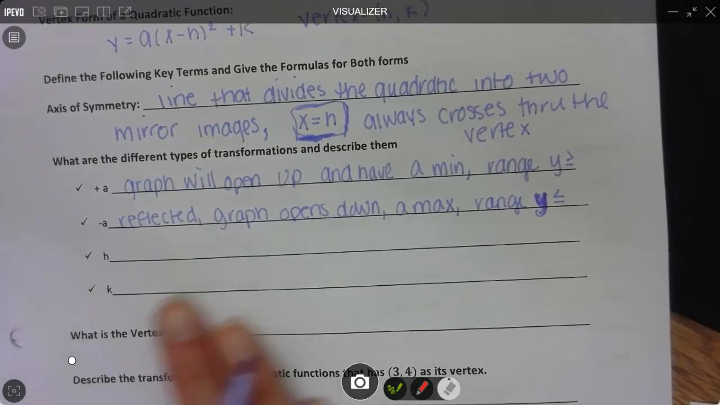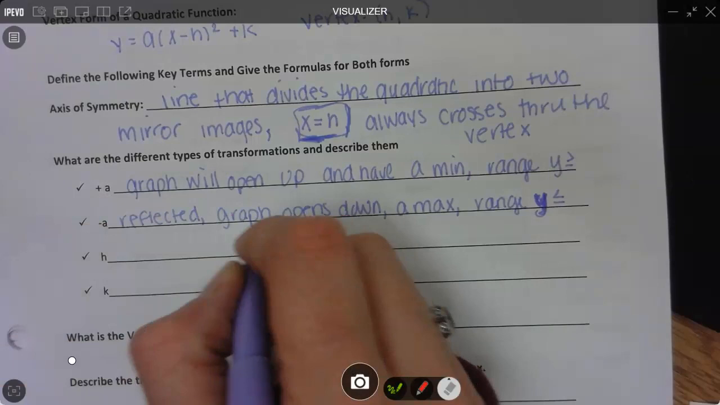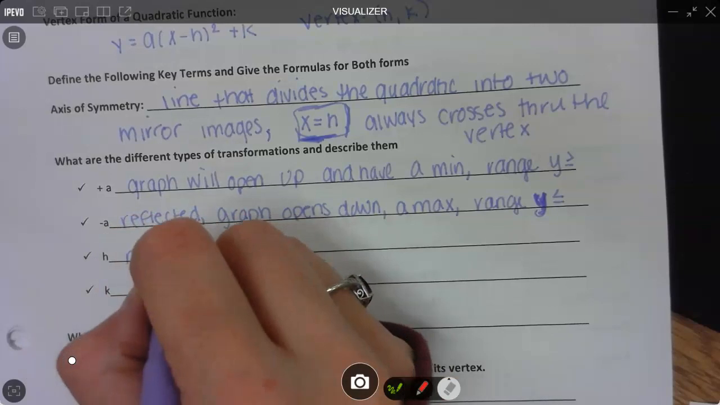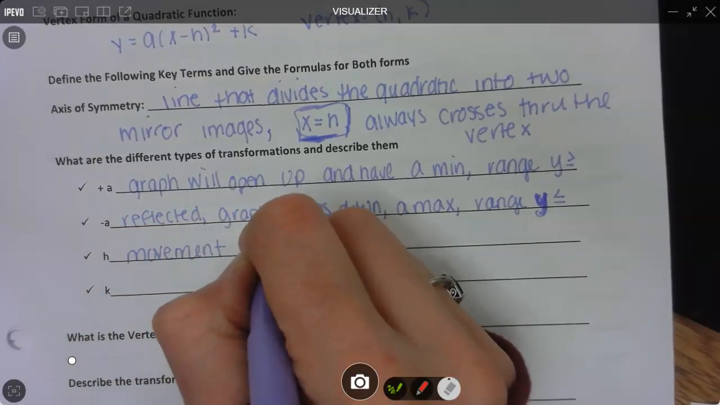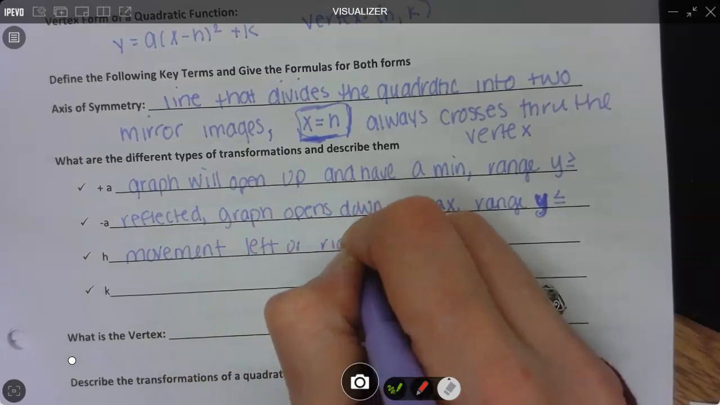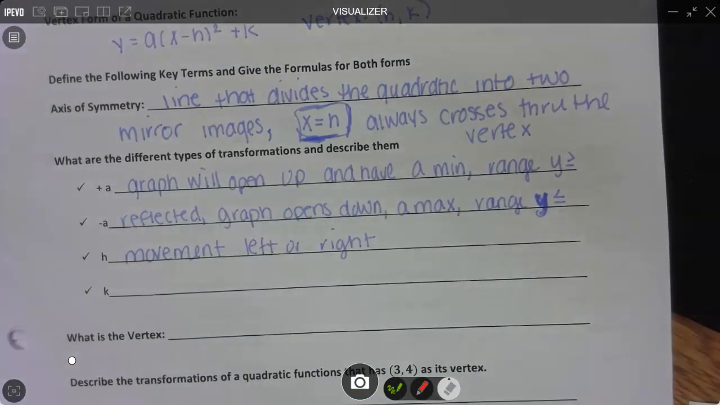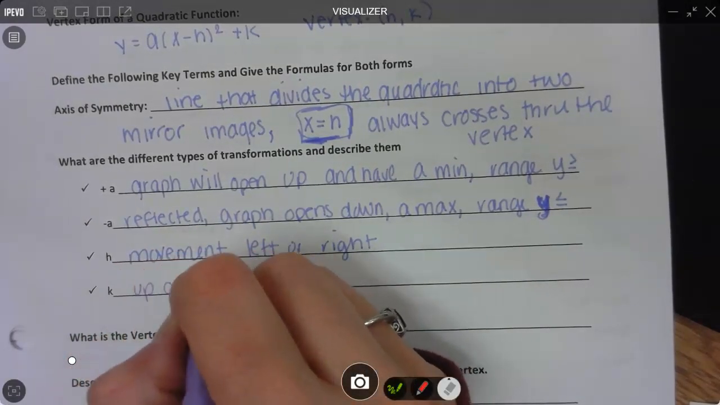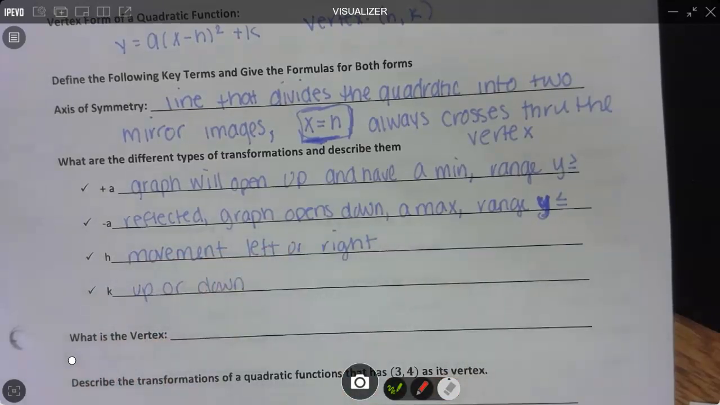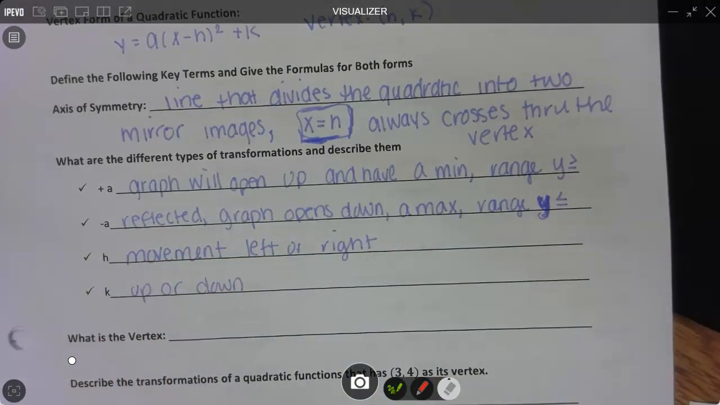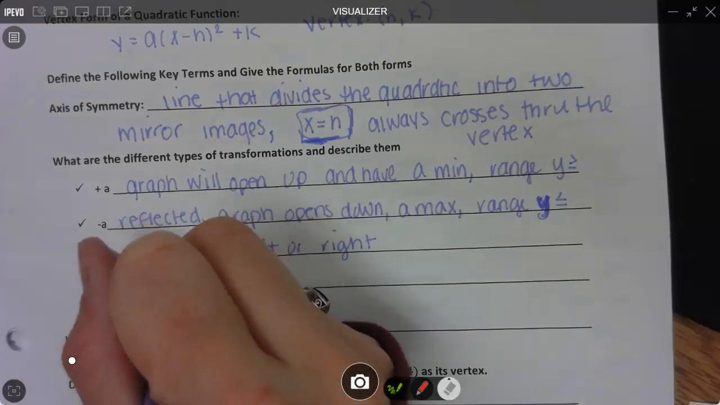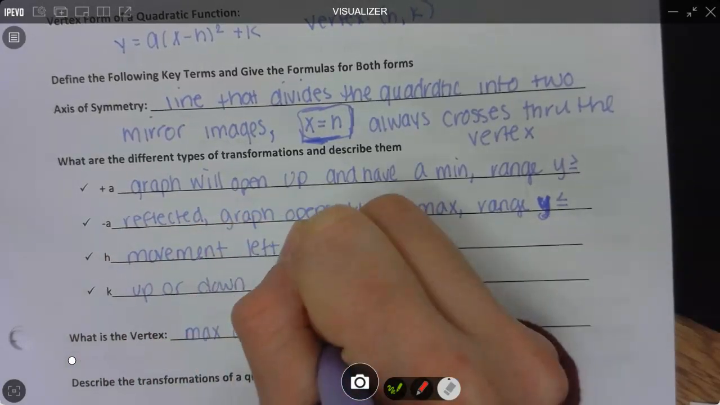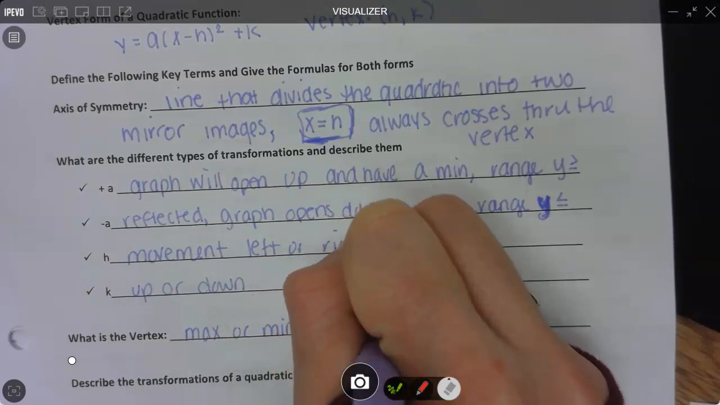The h value will give me my movement left or right. So h for horizontal, it is the movement left or right. My k value will move my graph up or down. The vertex is the max or min, sometimes known as the turning point.